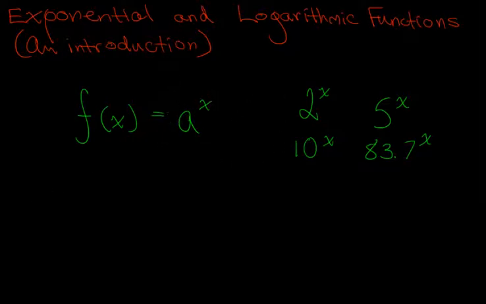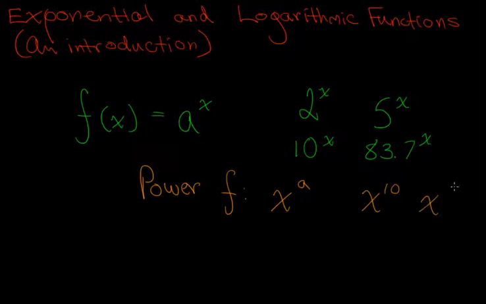Not to be confused with power functions. Power functions look like x to a number, so x to the 10 or x to the 5 and so on. That's power functions. Exponential functions are different. Why? Because the variable of our function, in this case x, is the exponent, not the base, as in power functions. Okay?